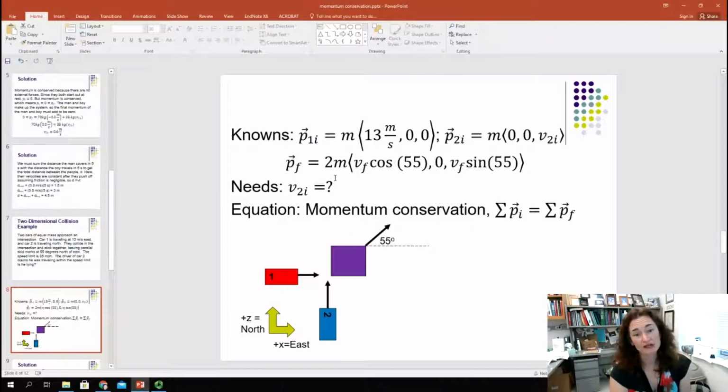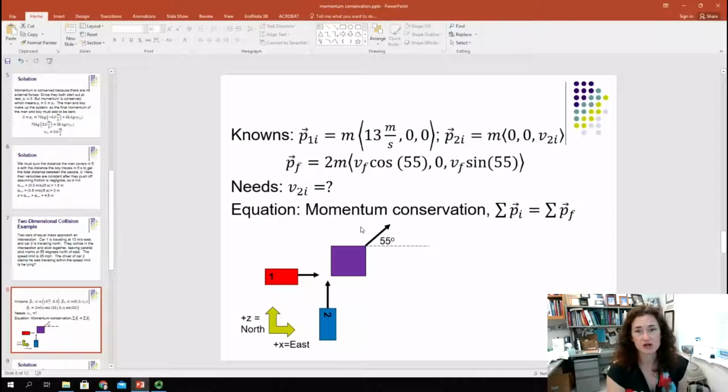Okay, so what the question is asking me for is the speed that car 2 is going. So that's v2 initial, which is just the component of the velocity vector in the z direction here. I need to know what that is. So what equations am I going to use to get me there?